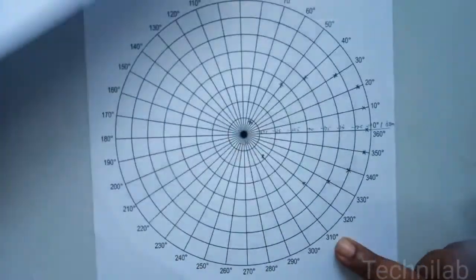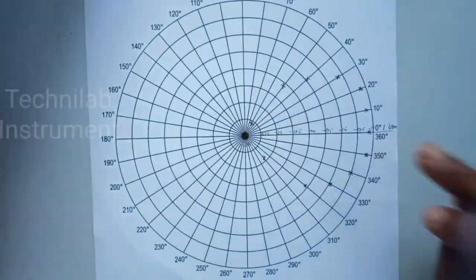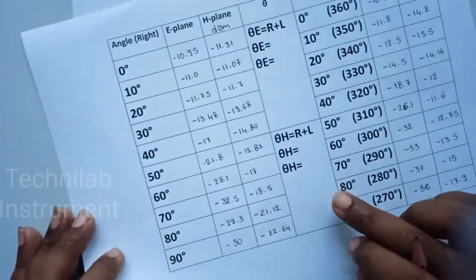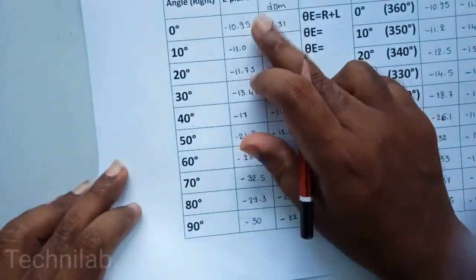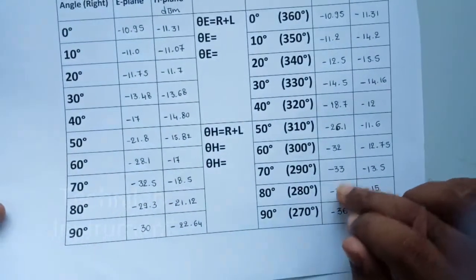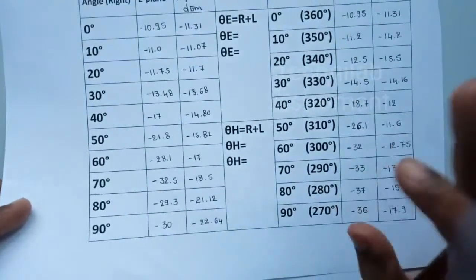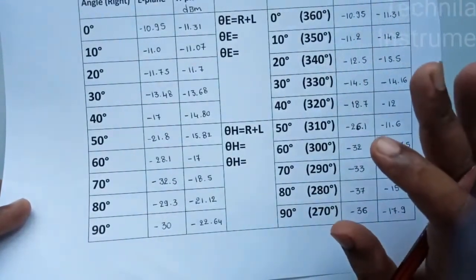I have already marked all the points. Here it will start from around 10 and close at 30. You leave these two, no problem. Up to 30, you take 10 to 30.